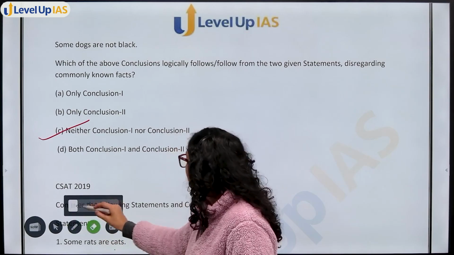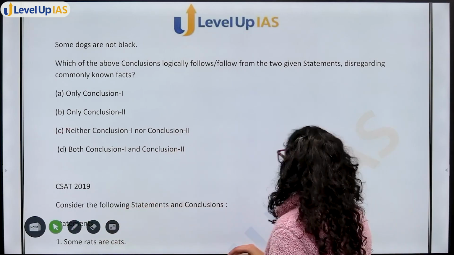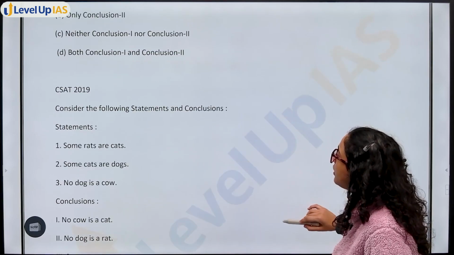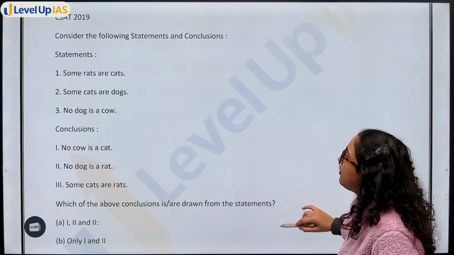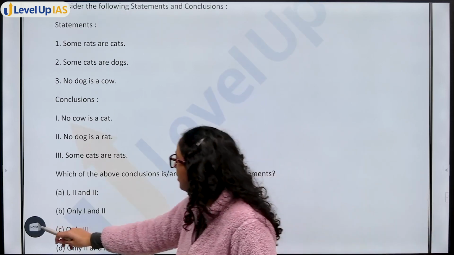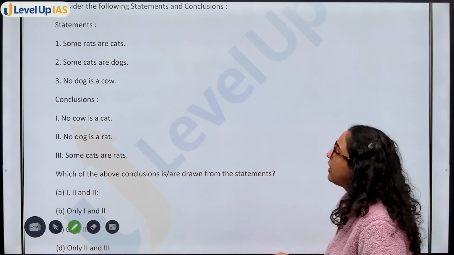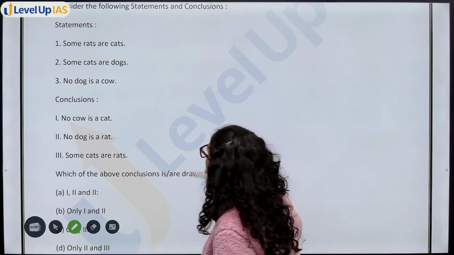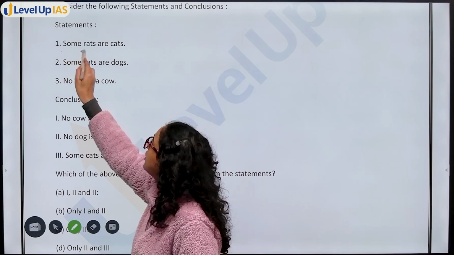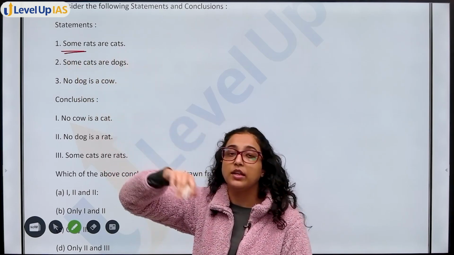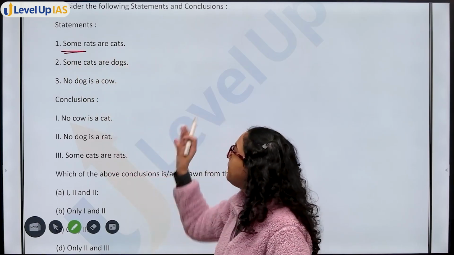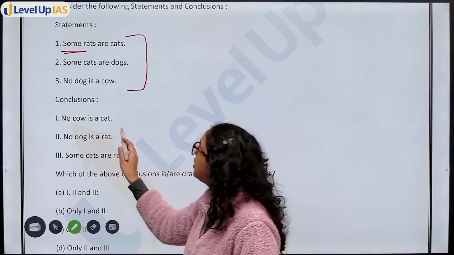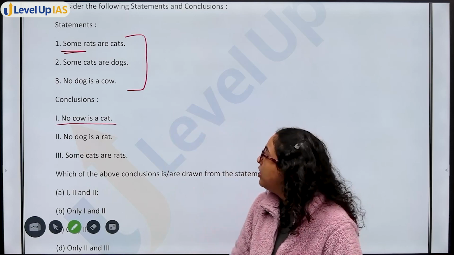Now moving on to the next question, that is of CSAT 2019. The question is, consider the following statements and conclusions. What is the first statement? Some rats are cats, some cats are dogs, no dog is a cow. Some rats are cats. When the some case comes, you can have many possibilities. So instead of making Venn diagrams first, look at the conclusions. The first conclusion is no cow is a cat.